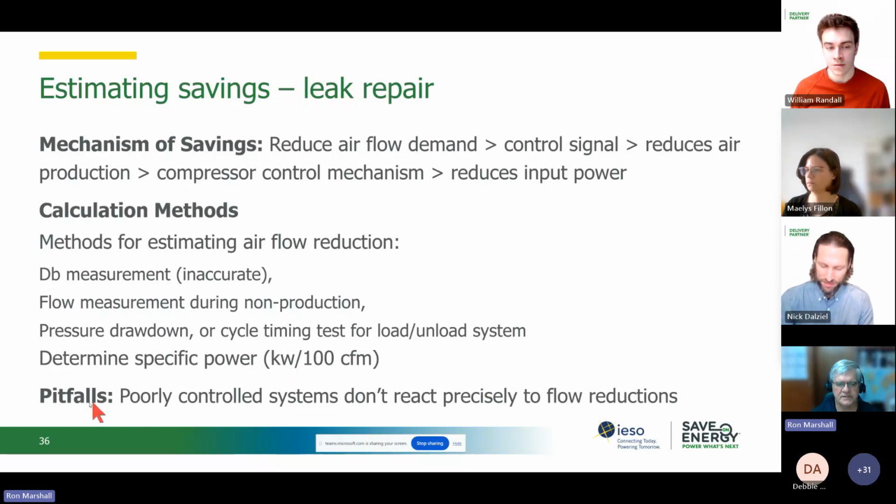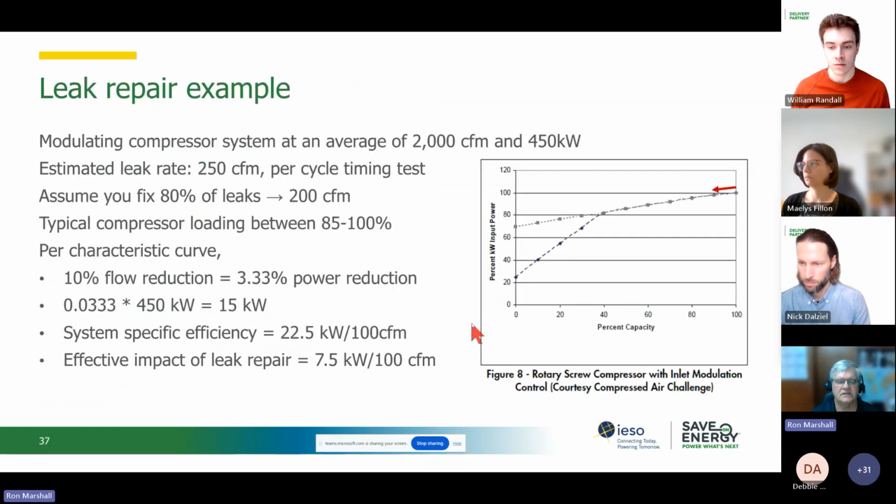And poorly controlled systems, this is a pitfall, like a modulating compressor, don't react very nicely to flow reductions, right? So in modulation control, it's only about a 3% reduction in power for every 10% reduction in flow, right? So you're not getting the biggest benefit from your efforts, right? And here's an example here. So this is a modulation curve. We can see every 10% reduction, we only get a 3% reduction in power in this range here.